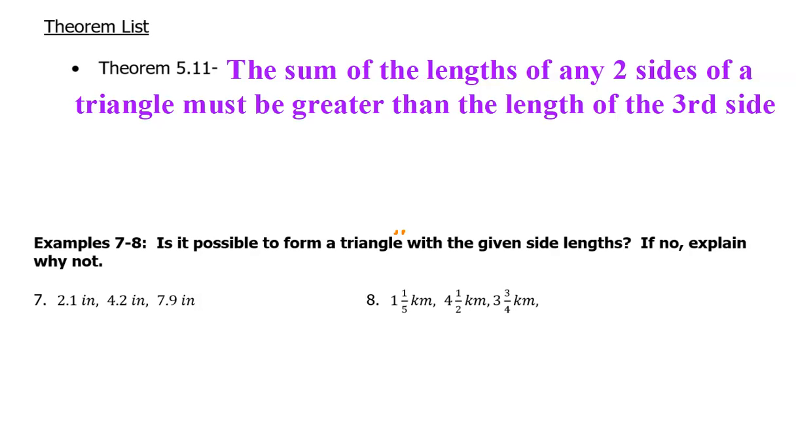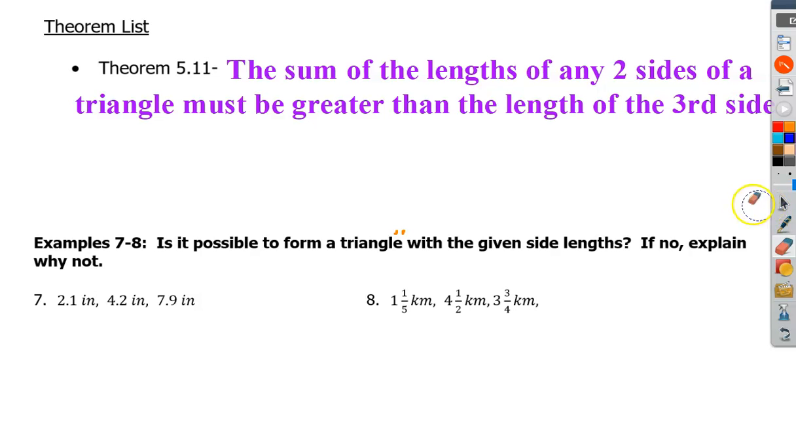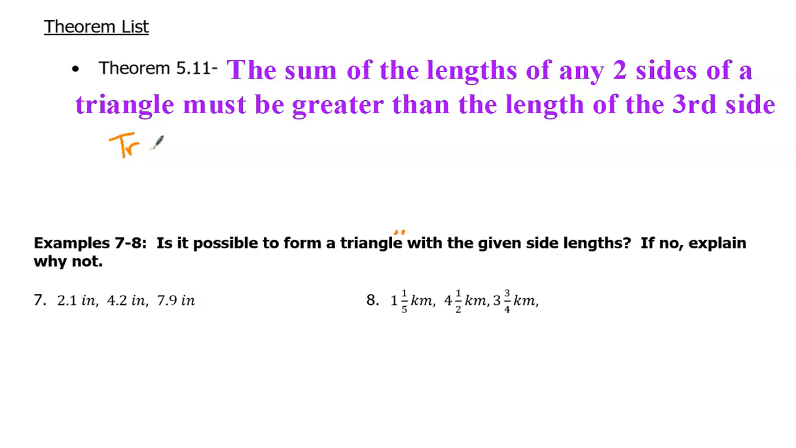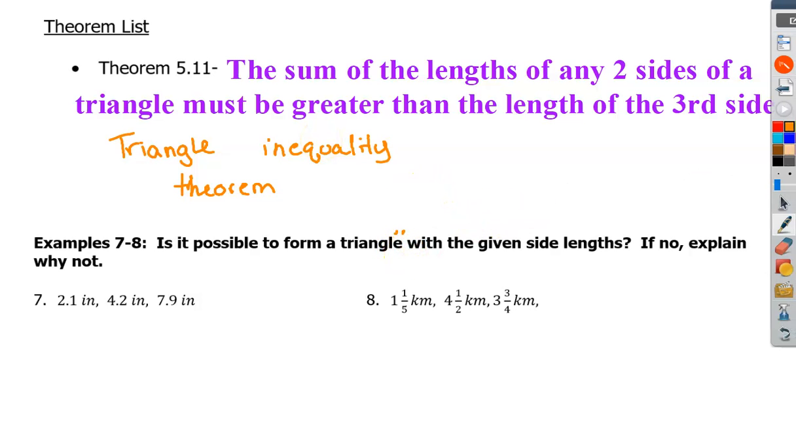Okay, so we're moving on to the next theorem, theorem 5.11, which says that the sum of the lengths of any two sides of a triangle must be greater than the length of the third side. This is also called the triangle inequality theorem. Write it. Which just says that when you add two sides together, they have to be bigger than the third side. Usually it's the shorter two sides. It's a good way to check.